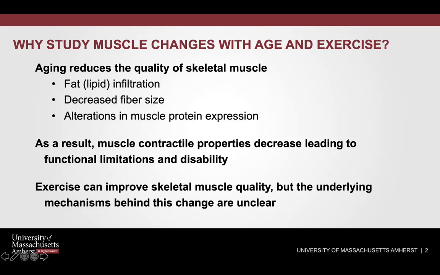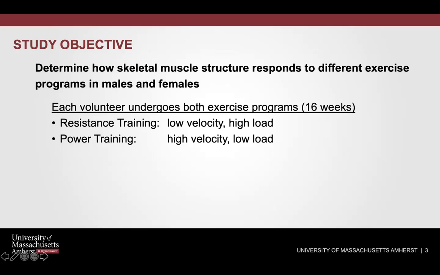Previous studies have shown that exercise can improve skeletal muscle quality, but the underlying mechanisms behind this change are unclear. The objective of this study was to determine how skeletal muscle structure responds to different exercise programs in males and females. Each volunteer underwent a 16-week exercise program where resistance training, which consisted of low velocity and high load exercises, was performed in one leg, and power training, which consisted of high velocity and low load exercises, was performed in the other leg.